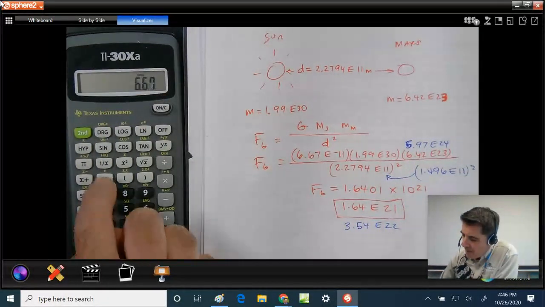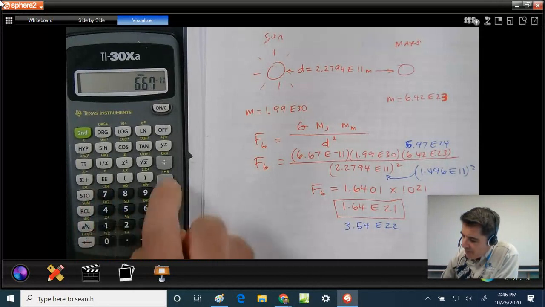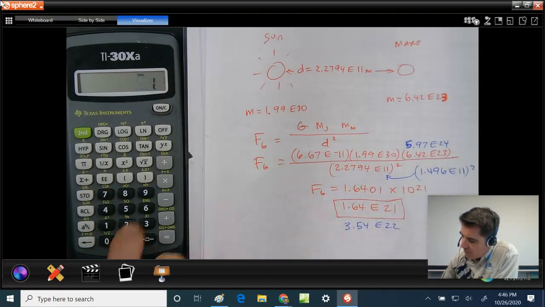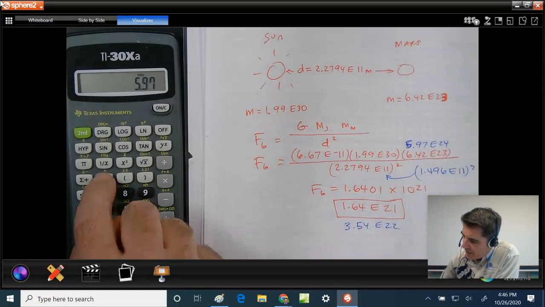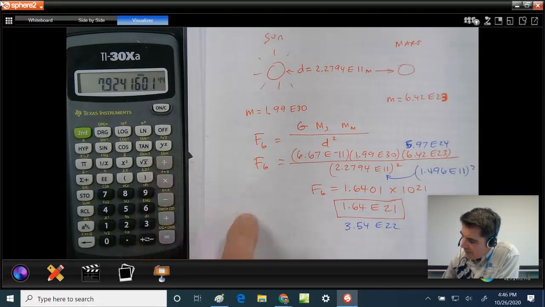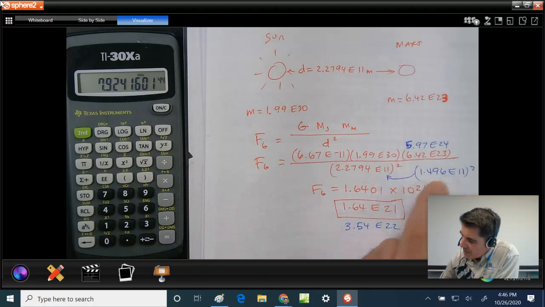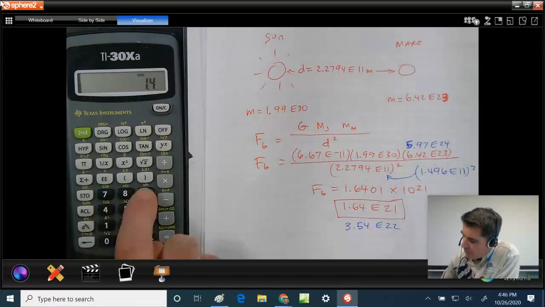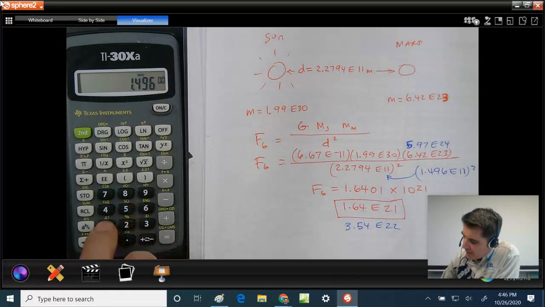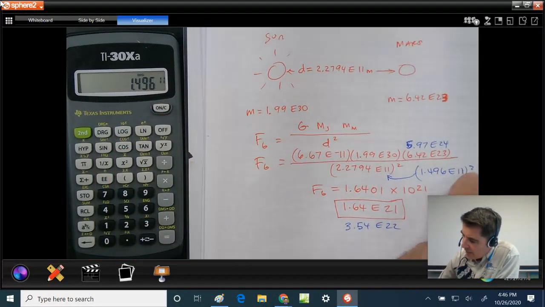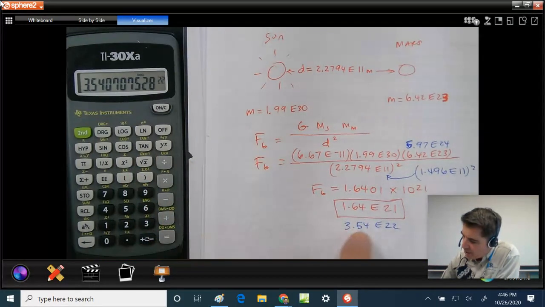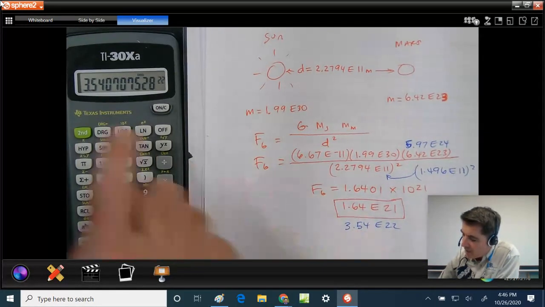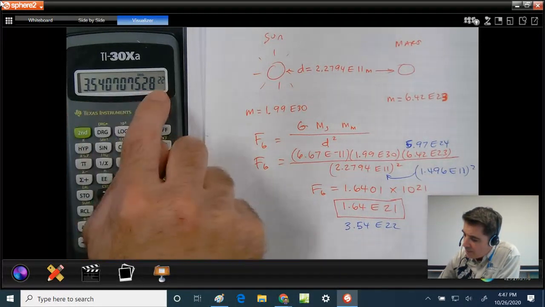6.67 EE negative 11 times the mass of the sun, which is 1.99 EE 30, times the mass of Earth, which is 5.97 EE 24, divided by the distance from the sun to Earth, 1.496 EE 11. Don't touch anything. You've got to push the squared button to square it. It squares just that number. Equals, and I should get 3.54 times 10 to the 22nd.